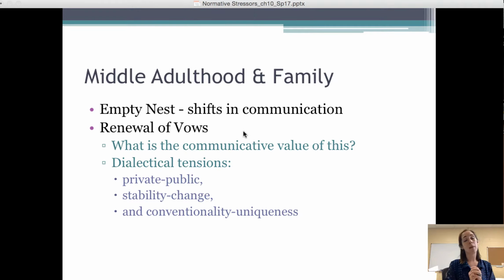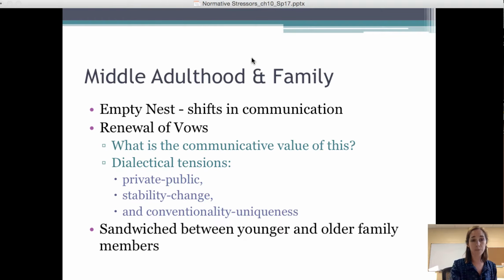A lot of times when people get married the first time, they didn't have the resources to do what they want, and they didn't feel like it was their own. They didn't maybe, and sometimes, know who they were as a couple. But now that they're older, they do know who they are as a couple, and they're working that out. You're sandwiched between the younger and the older family members. So in middle adulthood, you're helping your aging parents, and a lot of times you're helping your adult children. And so there's so much responsibility there.